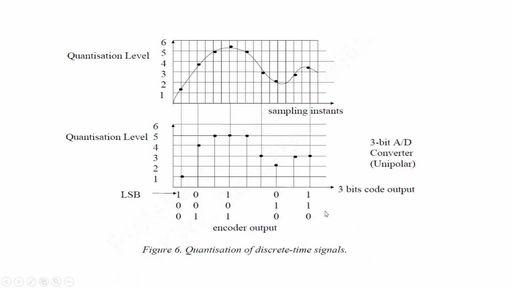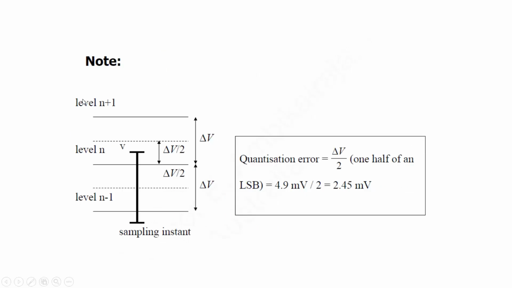Let's explain further the quantization process. Now let's look at this diagram. This bold line here shows the level n minus 1. The second bold line shows the level n, and the third one shows the level n plus 1. In between the two lines is the middle line. If the sampled value is above this middle line, we will allocate level n plus 1. If the sampled value is lower than the middle line, we will allocate level n.